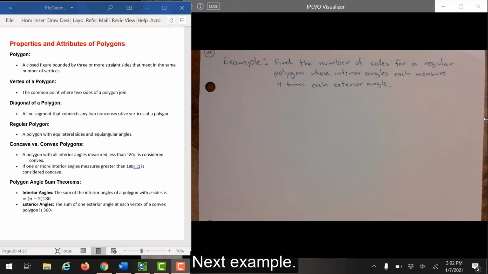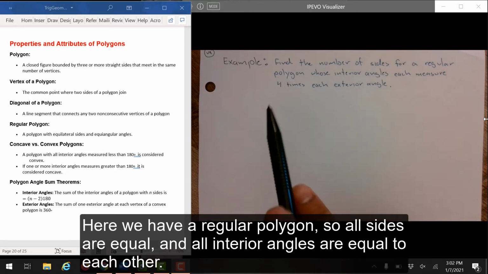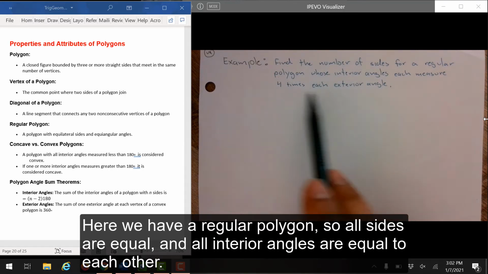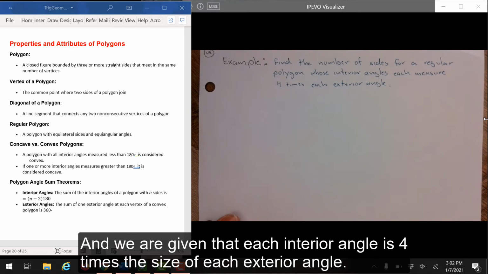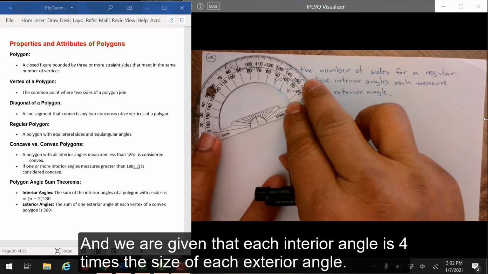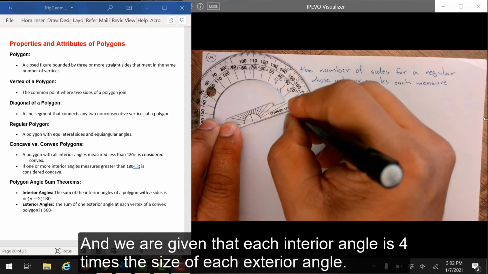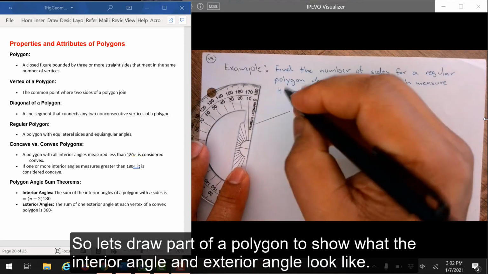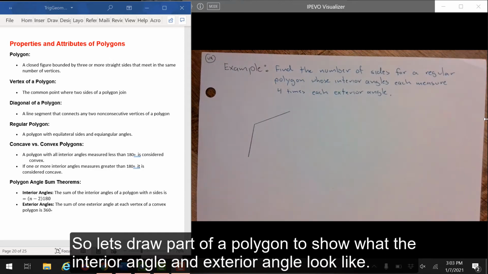Next example. Here we have a regular polygon, so all sides are equal and all interior angles are equal to each other. And we are given that each interior angle is 4 times the size of each exterior angle. So let's draw part of a polygon to show what the interior angle and exterior angle look like.